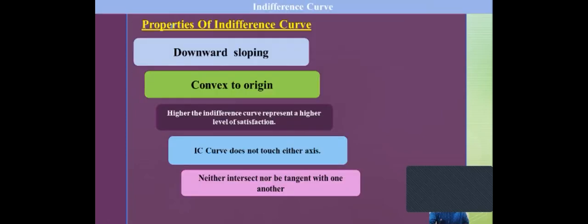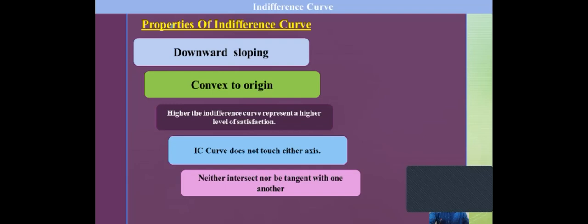Now coming to the different properties of the indifference curve. The first property is that the indifference curve is downward sloping. It slopes downward from left to right and is convex to the origin. The third one is that a higher indifference curve represents a higher level of satisfaction. If you move up and up, you will get more and more satisfaction.